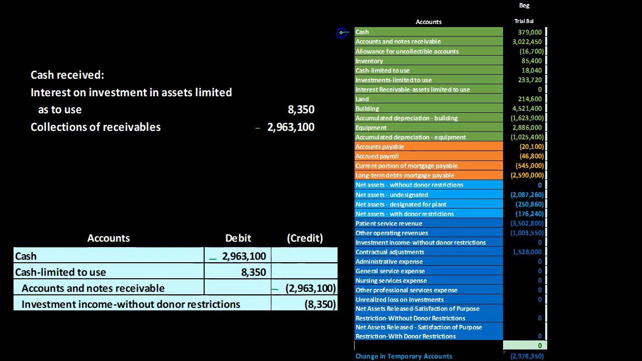Therefore, we're really only looking at these two accounts here. The receivable account, one asset account, decreasing. The cash account, the other asset account, increasing.